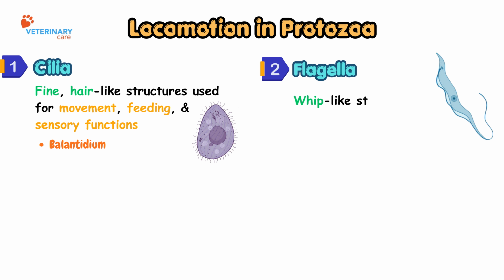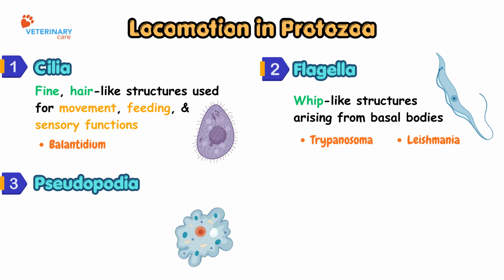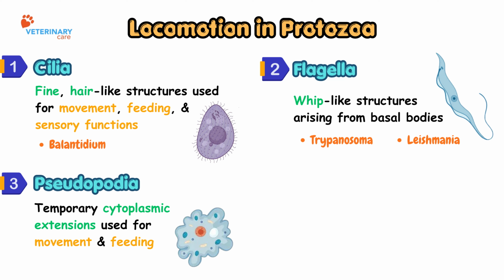Second mode of locomotion is flagella. Flagella are whip-like structures arising from basal bodies. They are found in organisms such as Trypanosoma and Leishmania. Third is pseudopodia. Pseudopodia are temporary cytoplasmic extensions used for movement and feeding. They are also called false feet and are common in amoeba.